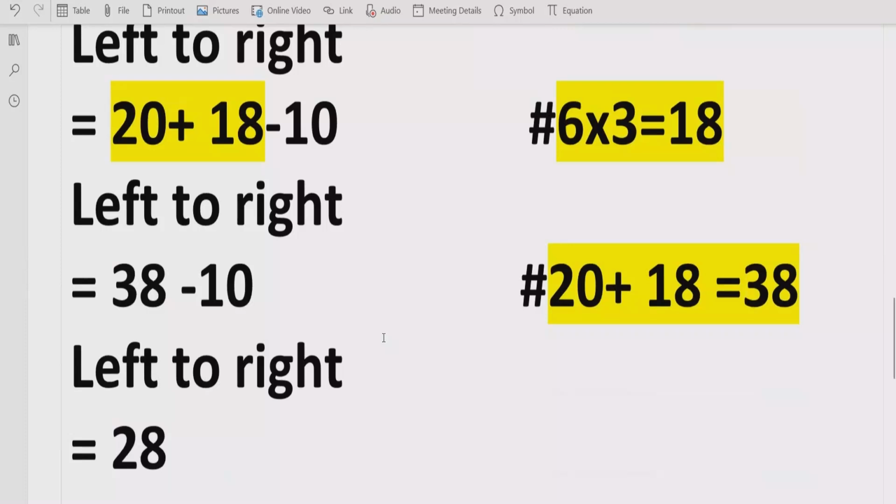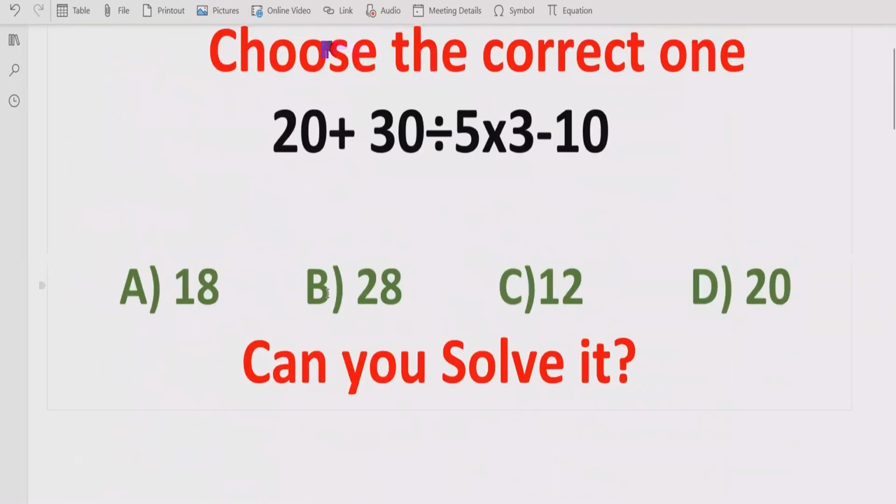I hope you understand how you can solve this expression very easily using the PEMDAS and BODMAS rule and get the correct result. If you see the answer list, answer B is the correct answer.